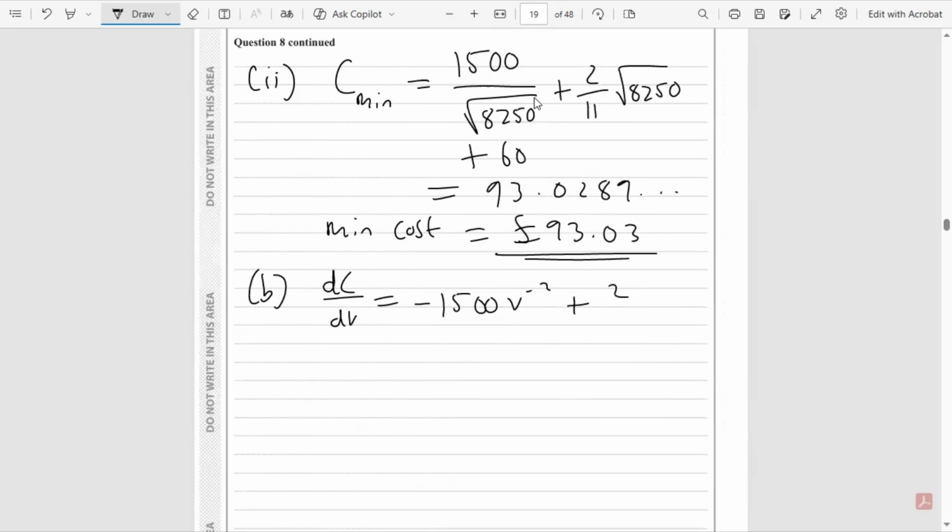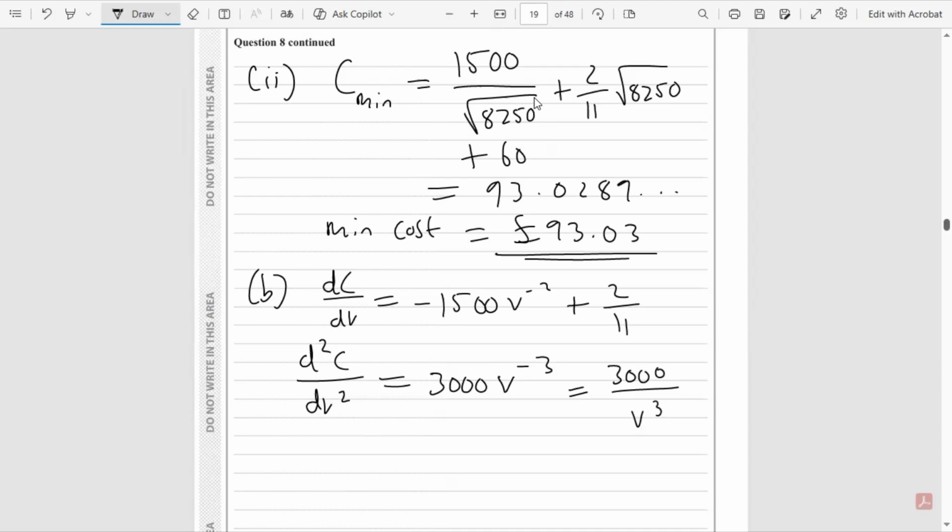So we'll just simply differentiate this again. Bring the power to the front, take away 1 from the power. This would give us minus 2 multiplied by minus 1,500, which is positive 3,000. And then take away 1 from the power of v, so this would be minus 3. And then the constant just differentiates to 0. So this gives us 3,000 v to the power of minus 3.